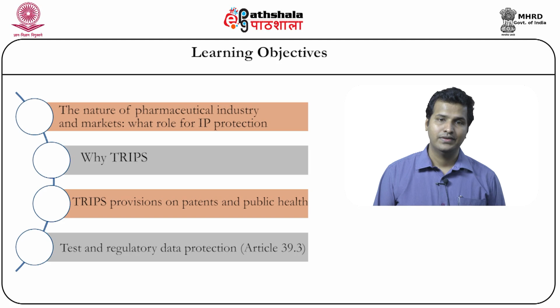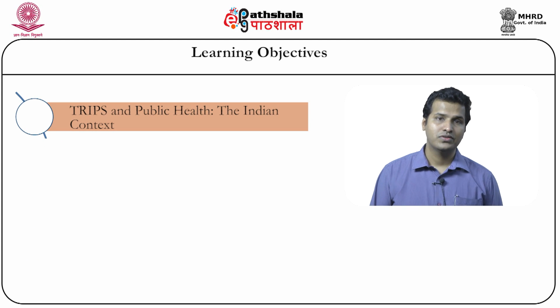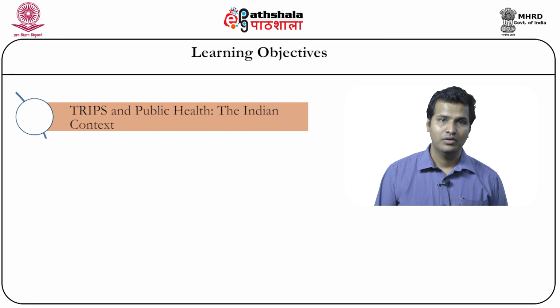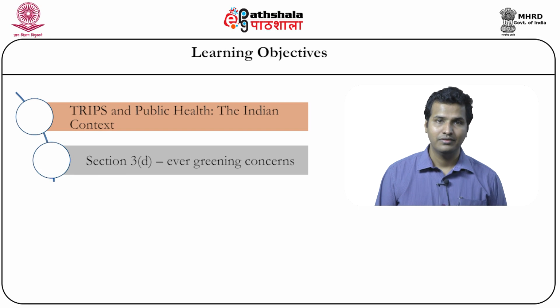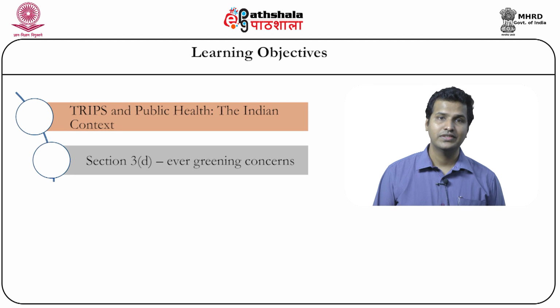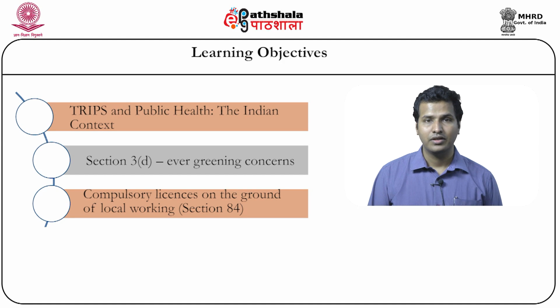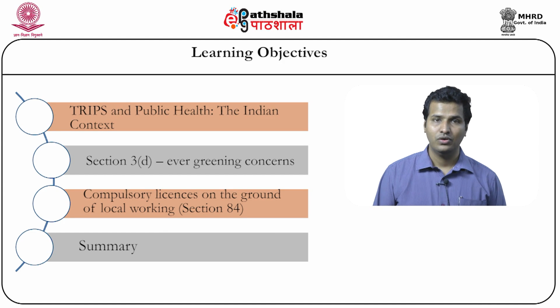We will also discuss, taking into account the Indian context, the unique features of Indian law, both in terms of section 3D, which is one of the most controversial sections that is debated in the context of TRIPS implementation, and also India's recent grant of a compulsory license and the ground that is usually quoted as being controversial based on the ground of local working. Finally, we will conclude with a summary so that we summarize the important points that are made in this course.